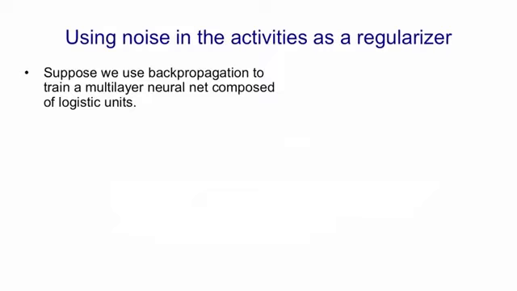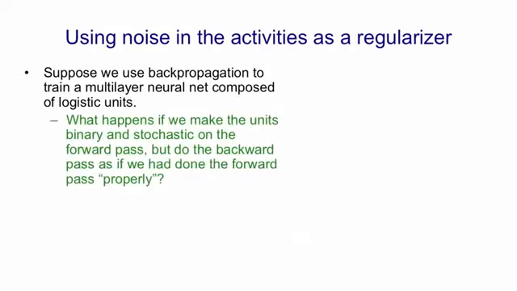We can also use noise in the activities as a regularizer. So suppose we use backpropagation to train a multi-layer neural net with logistic hidden units. What's going to happen if we make the units binary and stochastic on the forward pass, but then we do the backward pass as if we'd done the normal deterministic forward pass using the real values?